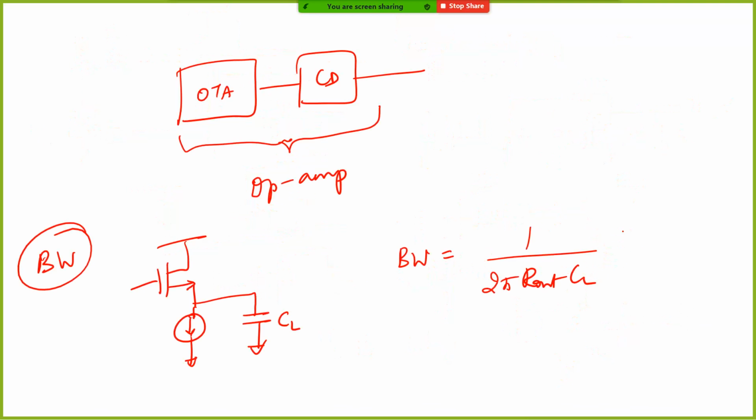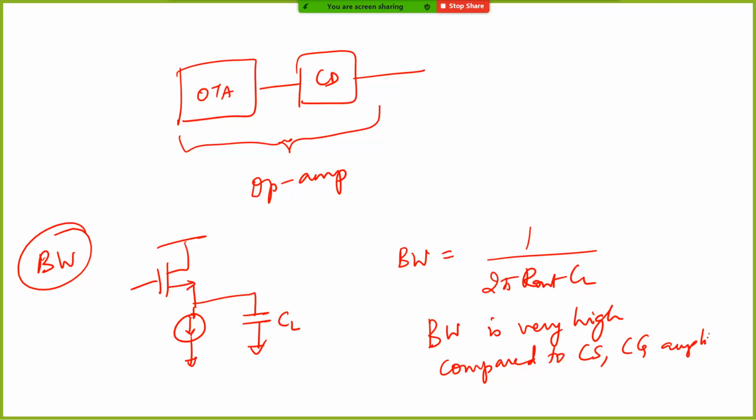So now what happens is the bandwidth is very high compared to, let's say, CS or CG amplifiers.